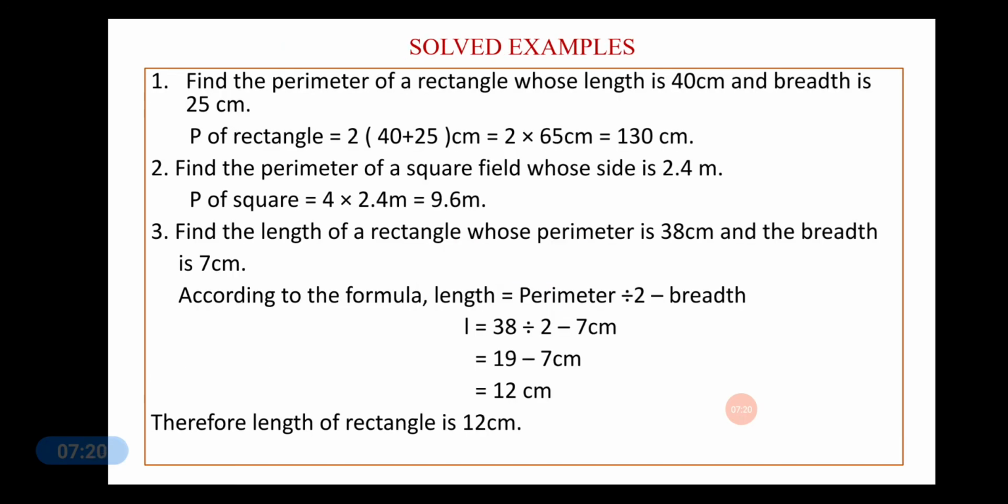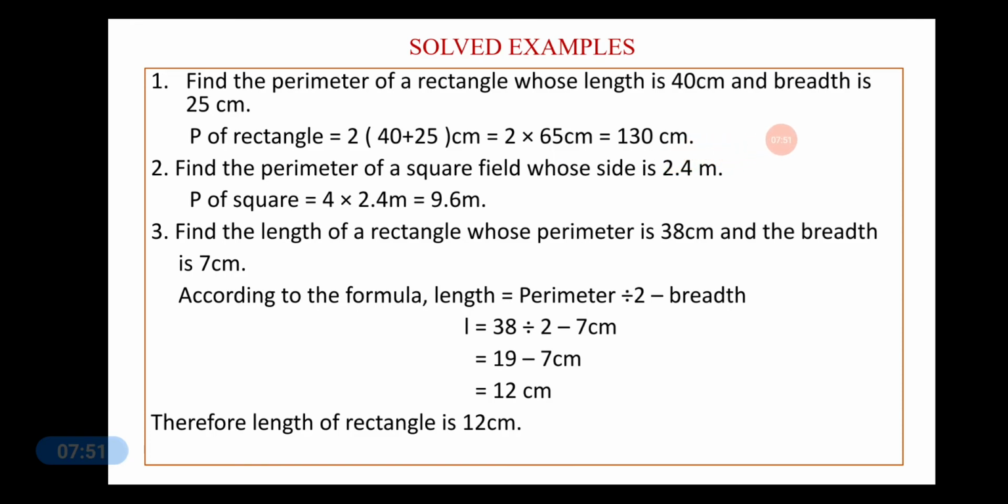Now let us understand these examples. The first one. Find the perimeter of a rectangle whose length is 40 centimeter and breadth is 25 centimeter. So the length is given as 40 centimeter and the breadth is given as 25 centimeter. So the perimeter of a rectangle will be equal to 2 into length plus breadth, that is 40 plus 25, which is equal to 2 into 65 centimeter, which is equal to 130 centimeter.